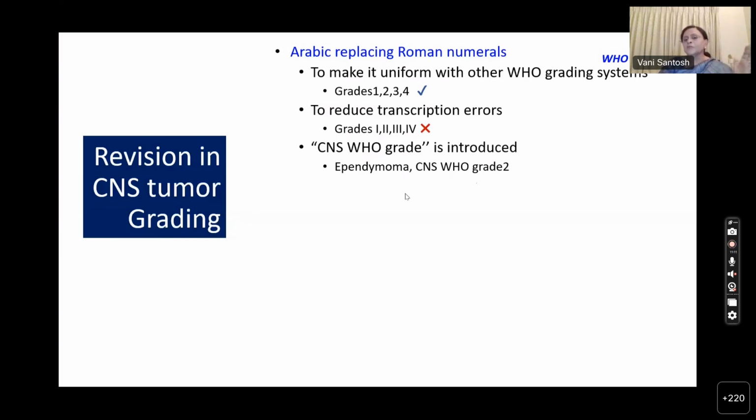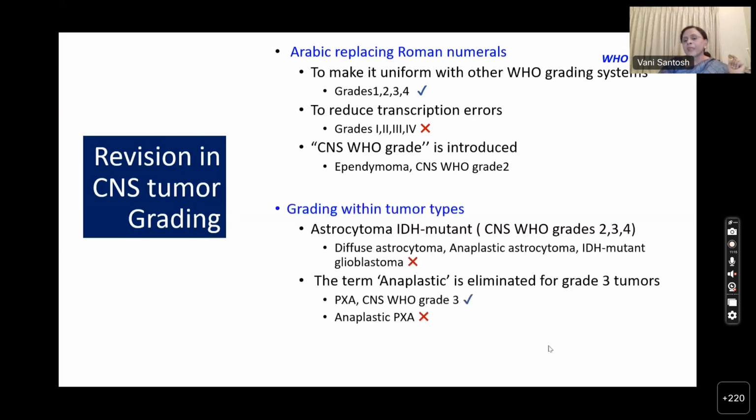So like that, you have to use this terminology known as CNS WHO grade. And there is grading within the tumor types. For example, astrocytoma IDH mutant is graded as CNS WHO grade 2, grade 3, grade 4, and that replaces the previous terminologies. Diffuse astrocytoma was what we used to designate for this grade 2 tumor, anaplastic for grade 3, and IDH mutant glioblastoma for grade 4.